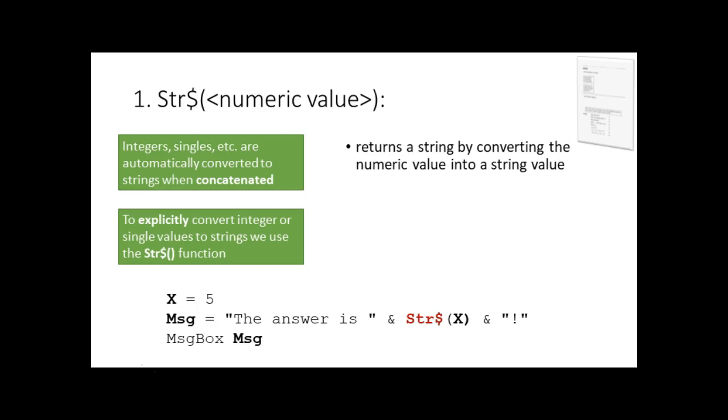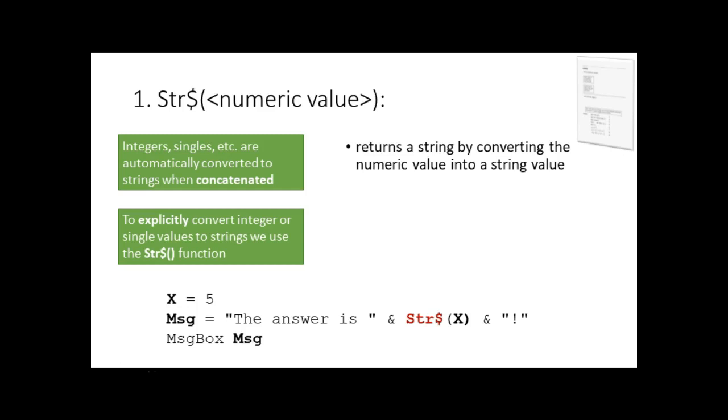You'll notice that I've also got 2 green boxes up there. The first one says integers, singles, doubles, longs are all automatically converted to strings when they're concatenated. Remember how we just learned about the ampersand? When you use the ampersand with a numeric value, it will automatically convert it to a string. Str$ is you specifically telling the program, I want you to convert this number to a string. Sometimes you need it, sometimes you don't. And the word we use is explicit. That means you are giving a specific instruction.